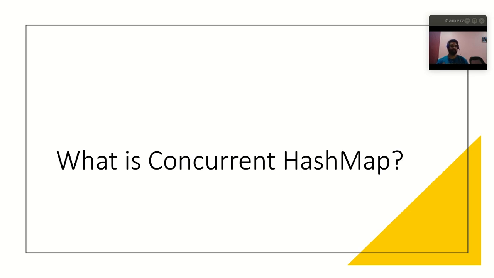Concurrent hash maps are also fail safe. So what is fail safe, basically? This may be another question which you may get: what is fail safe.